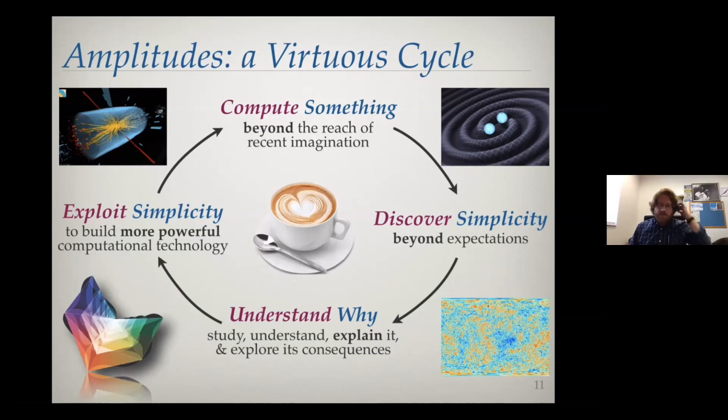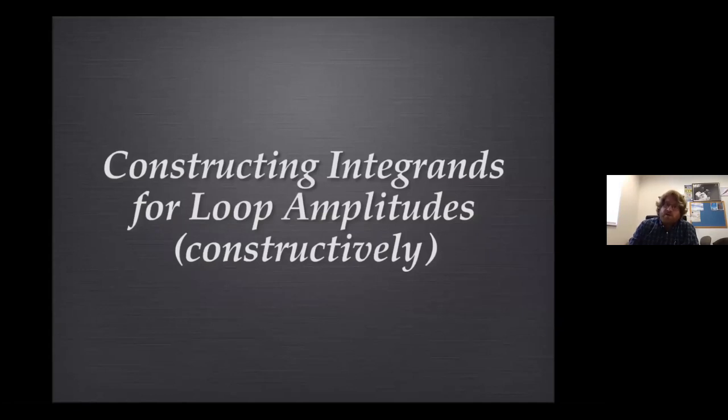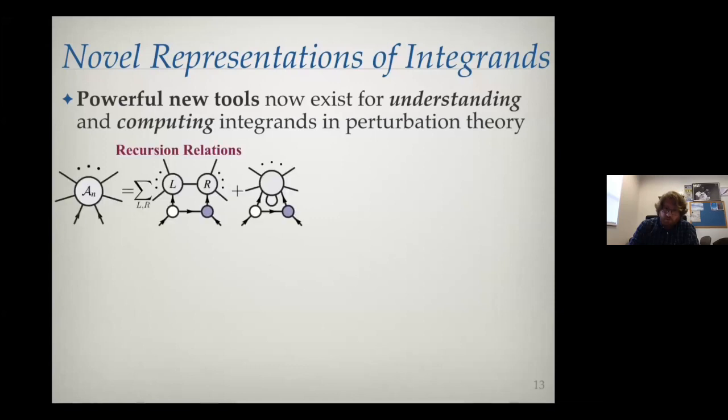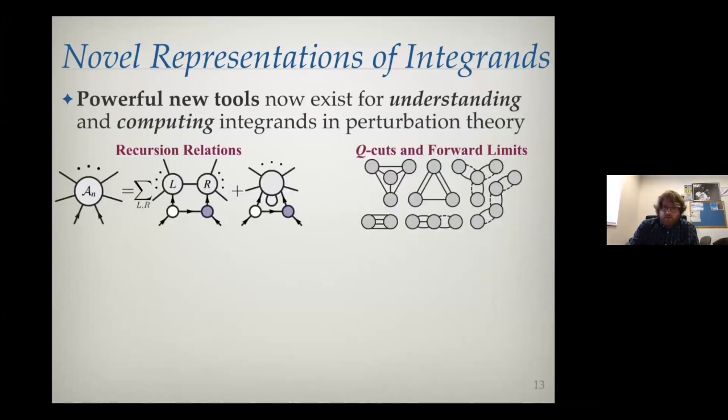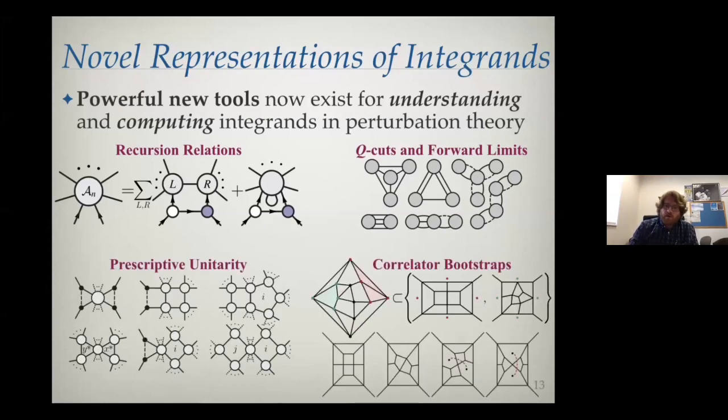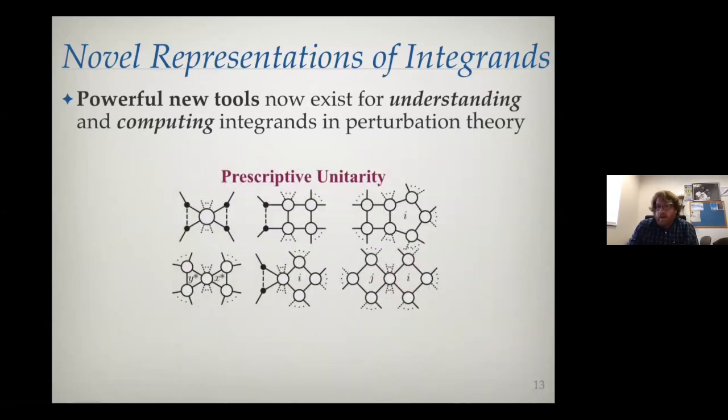Okay, so with that stage in place, I want to get started and talk a little bit about the construction of scattering amplitudes. If I don't have time for anything else, the most important thing I'd like to do is talk about the integrands for scattering amplitudes, but constructing them constructively. As I hope you all know, we now have very powerful tools for both understanding and computing integrands in perturbation theory. We have recursion relations. There are things called Q-cuts. There's unitarity methods, which are the oldest. There are bootstrap methods.